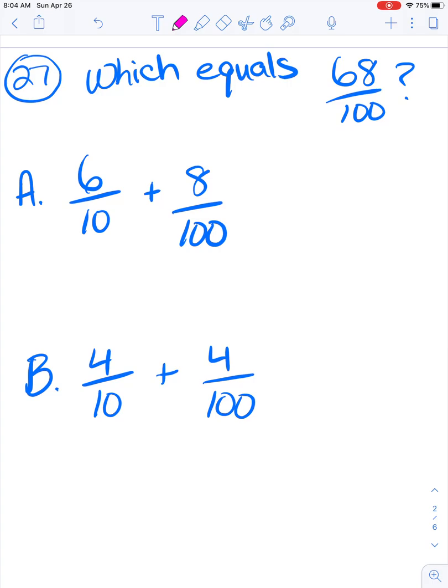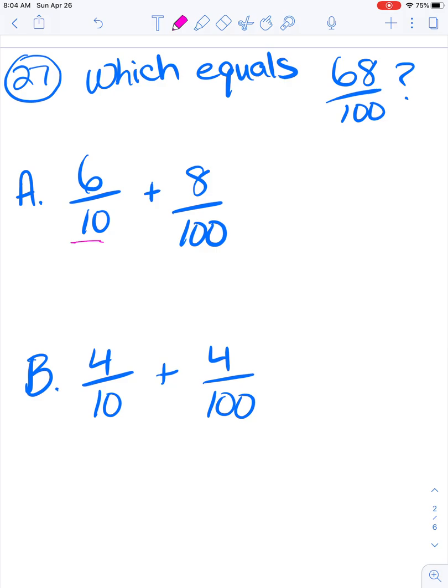All right, this is asking which equals 68 hundredths. So I have 6 tenths plus 8 hundredths. I have 4 tenths plus 4 hundredths. On both of these, if our denominator is the same, we keep it the same. Well, our denominators are not the same, so we have got to do something to our denominators.